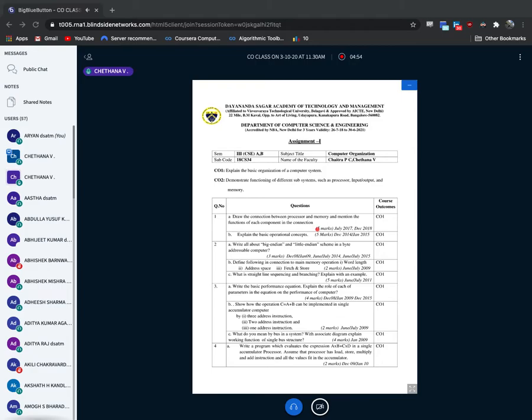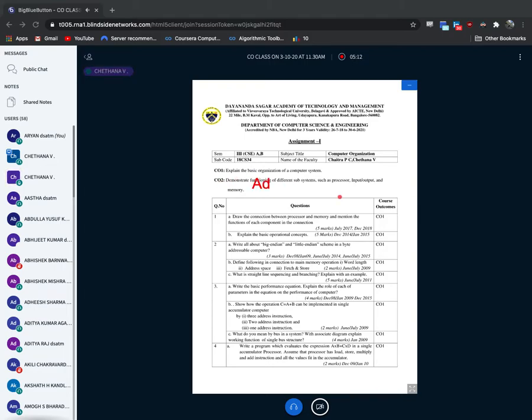If you take the second one, explain the basic operational concepts. I told you already, you should take one example. What example you have to take? I told you already, the add location. This is the example, and I have just shown this example.